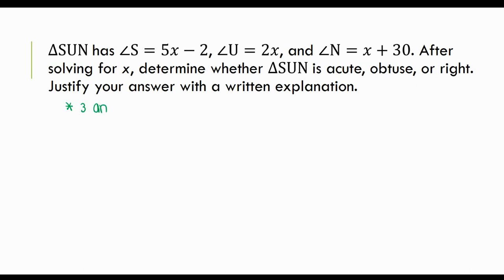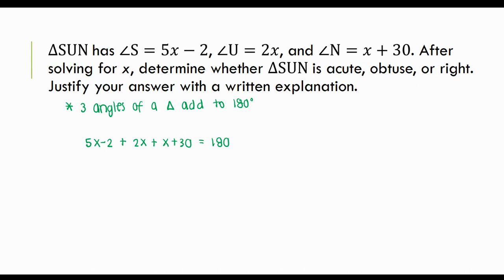So 3 angles of a triangle add to 180 degrees. That's the thought process we want to be thinking about here. So since I'm giving us 3 expressions for the 3 angles of the triangle, I'm going to take 5x minus 2, I'm going to add 2x, and I'm going to add x plus 30. All 3 of those angles have to add up to 180. This is how we'll solve for x.